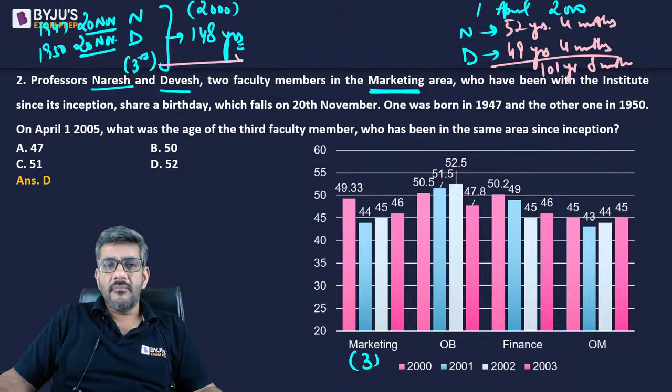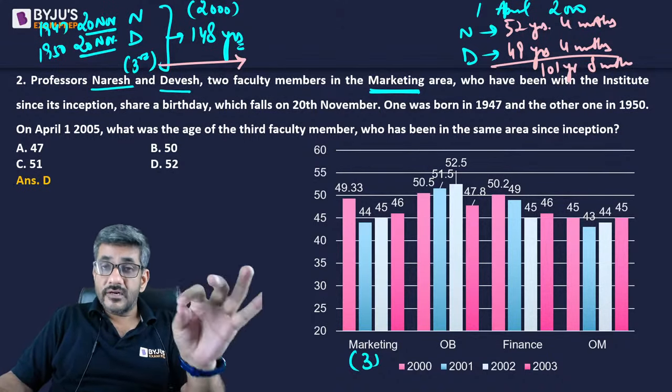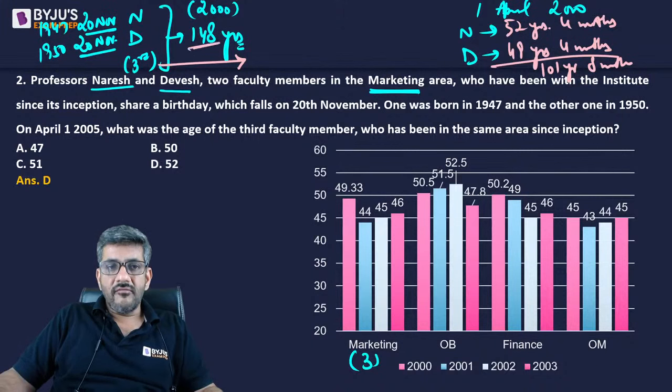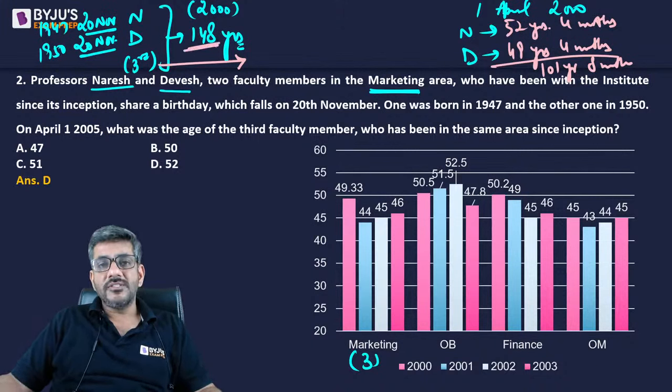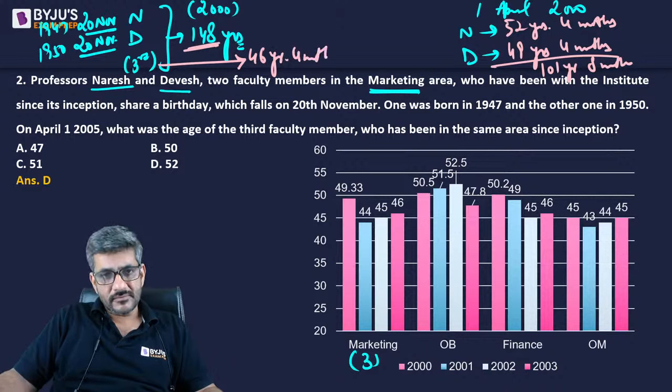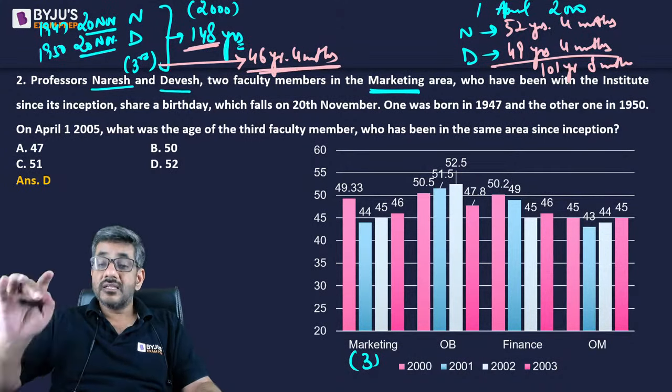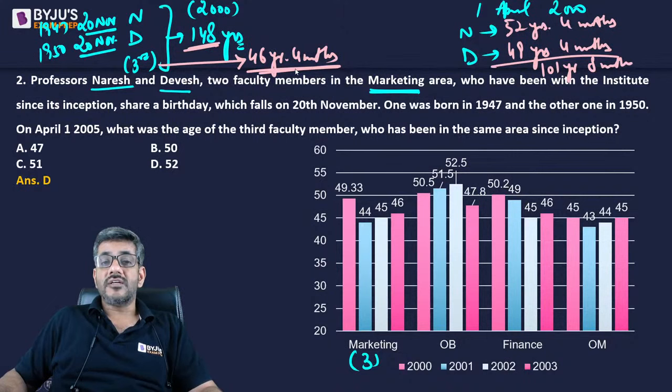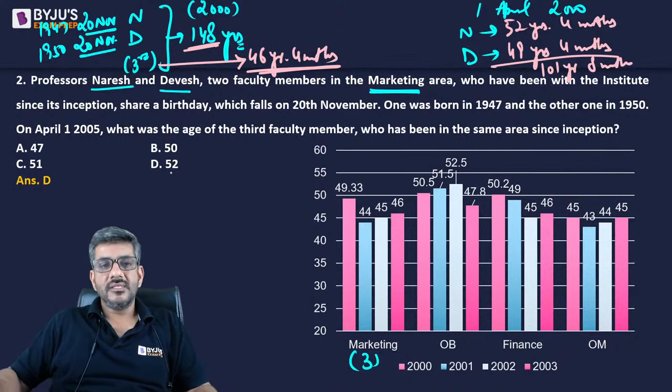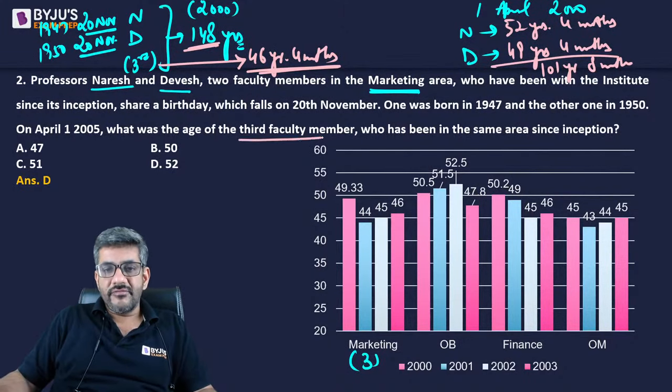So the third member, his age on 1st April 2000 should be 148 minus 101 years 4 months, which is 46 years 4 months. The age of that third member should have been 46 years and 4 months. So what was the age of that third faculty member on April 1, 2005?